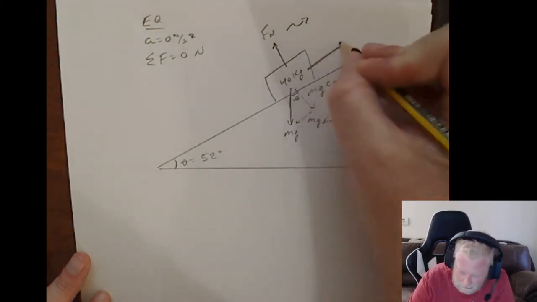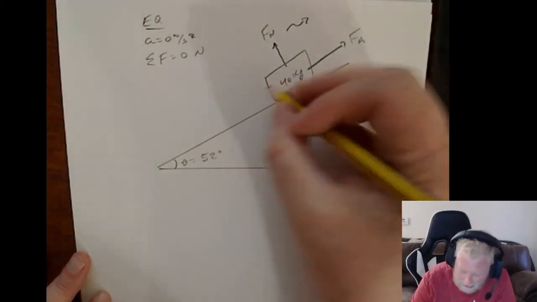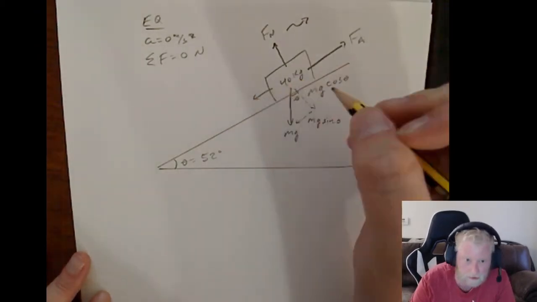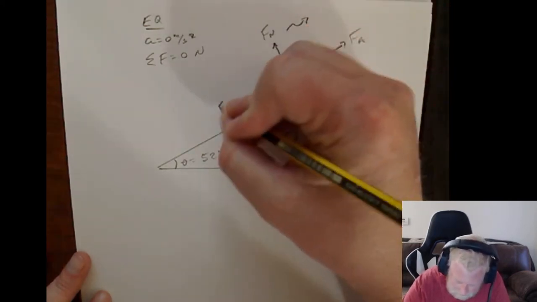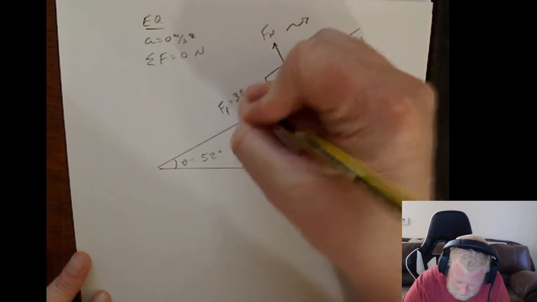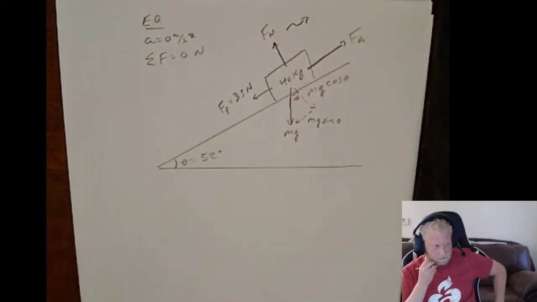He's applying a force uphill, and he's encountering 35 newtons of friction. So 35 newtons. So this is our free body diagram. And we want to know applied force.